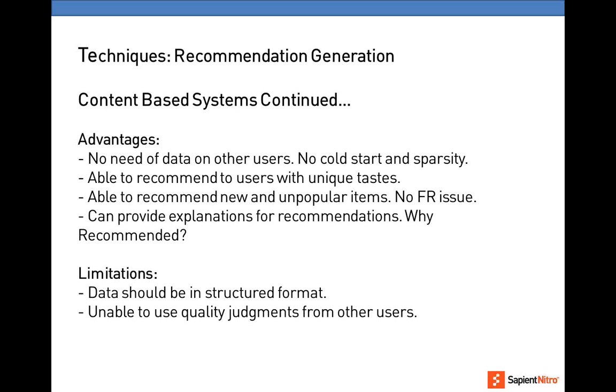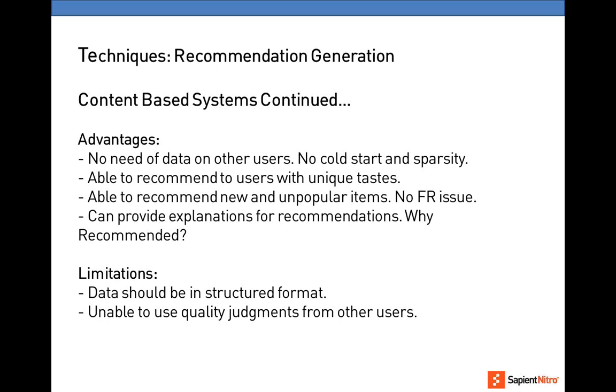So there are some advantages over collaborative filtering when we talk about content-based systems. We don't need other users' opinions, so we don't need data for other users. So there's no cold start or sparsity problem here. And we can also recommend items to unique people with a unique taste, because if we have the user profile of a unique person and a similar product, we can directly match it and show it to the user. And then we can recommend any new item or a very unpopular item, so there is no frustrator problem that we saw initially in collaborative filtering.